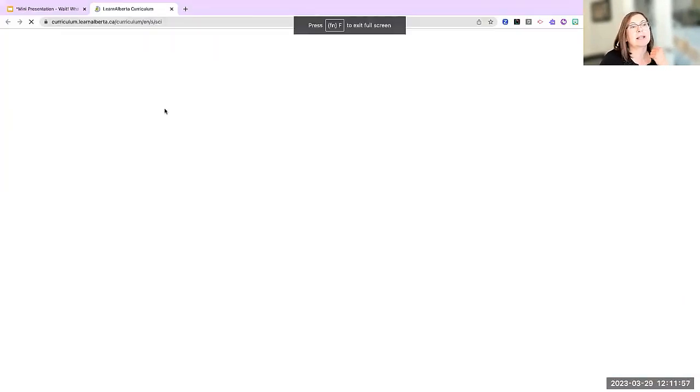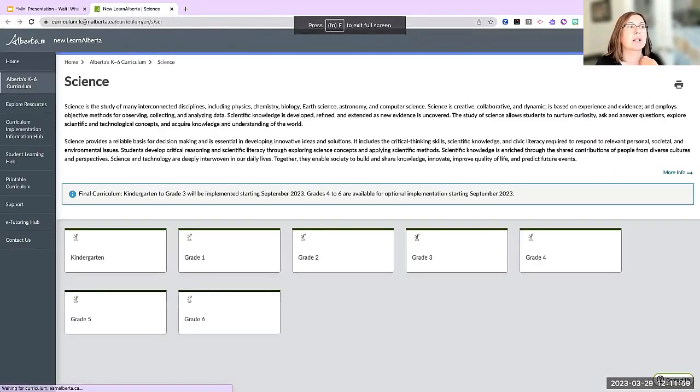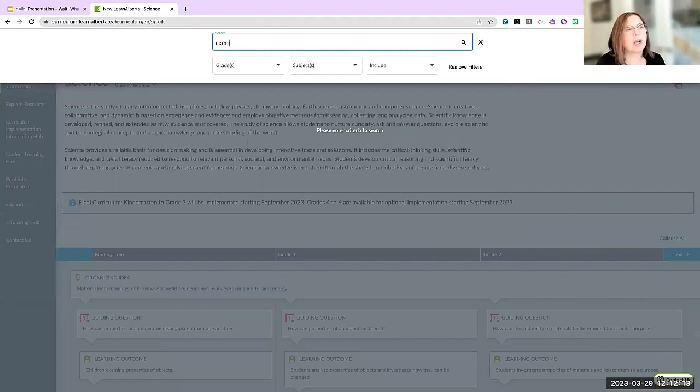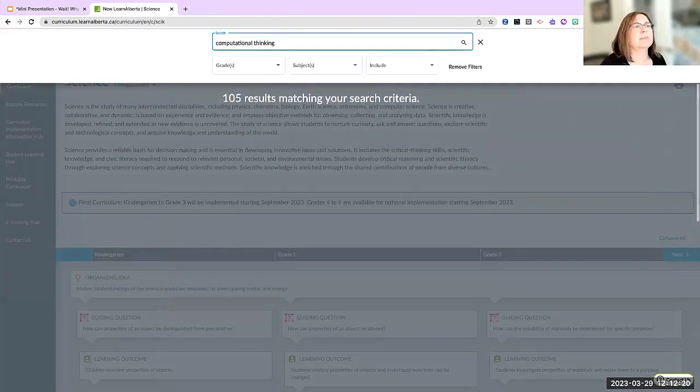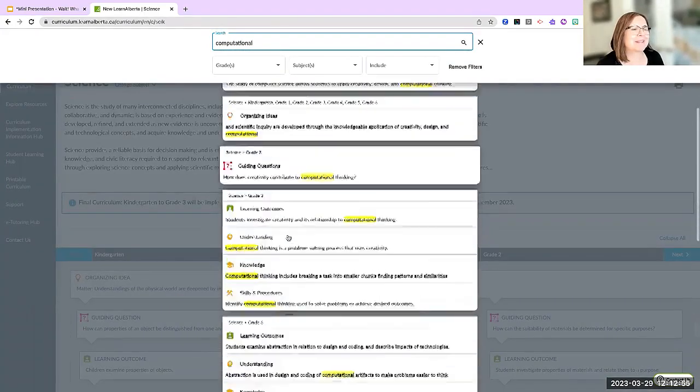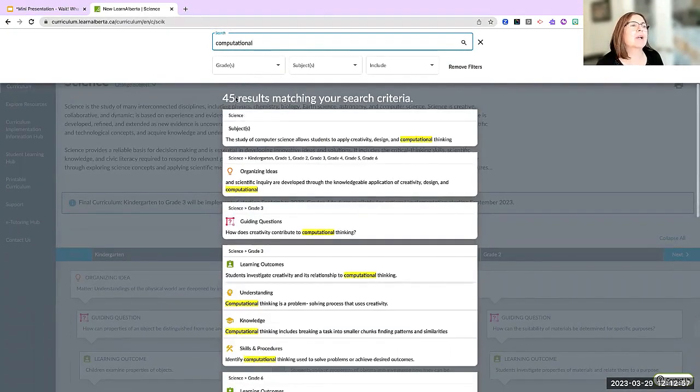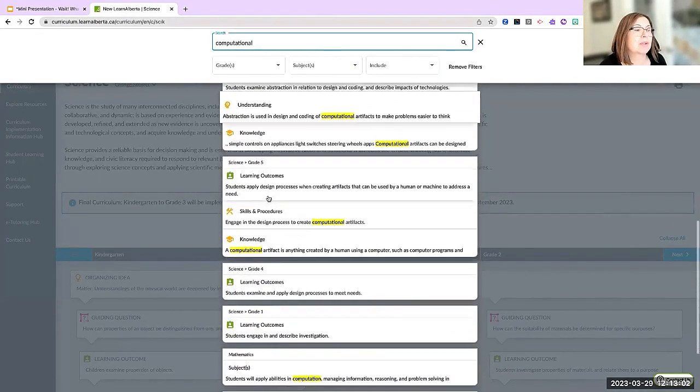So if I just click here, this takes me to curriculum.learnalberta.ca. It takes me right to the science curriculum. So I'm just going to search for computational thinking across the entire curriculum. Take it down to computational. So even just the word computational, we have 45 results coming up in those first few years.